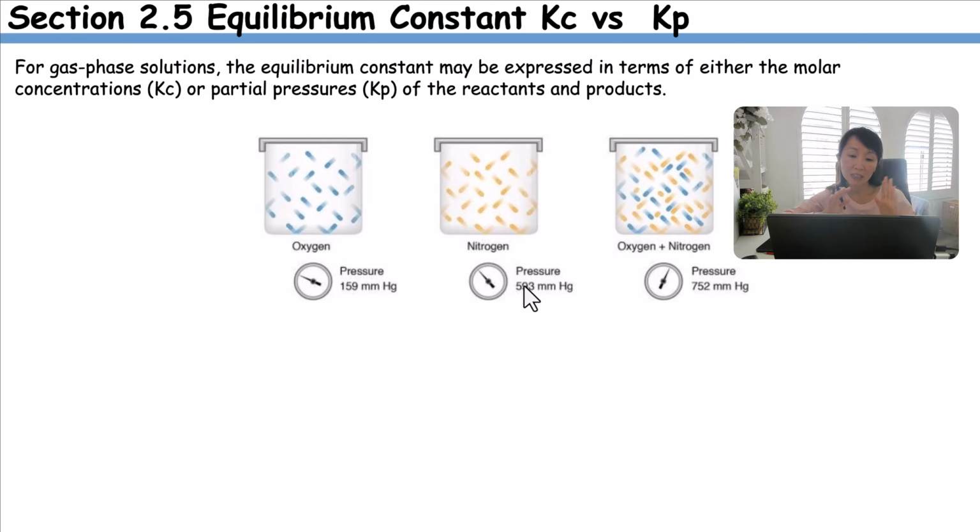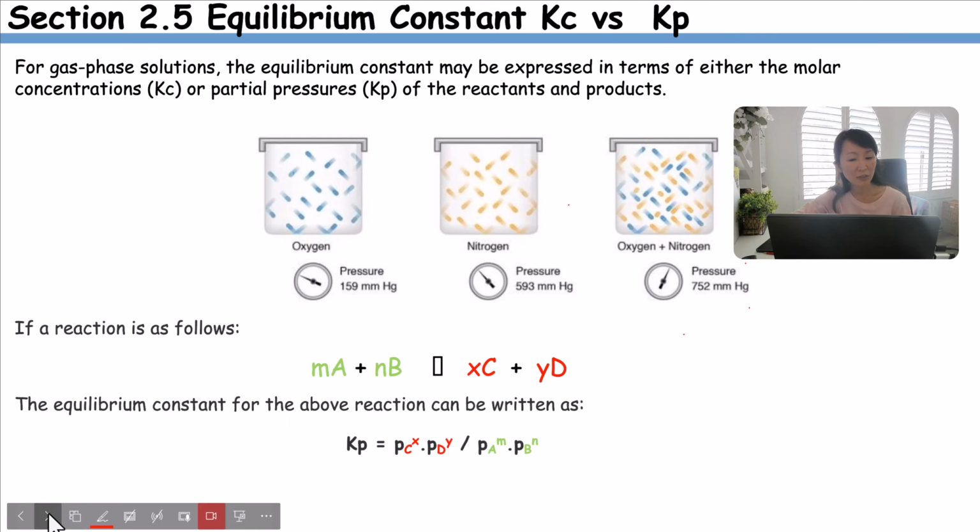If I were to combine the two together, it's actually additive. If you just add the two together, the total pressure that it exerts is 159 plus 593, giving you 752 millimeters of mercury. So knowing this, there is a partial pressure for each of the gas components within here, and they're additive, we can come up with an equation known as the Kp. So let's dive into that.